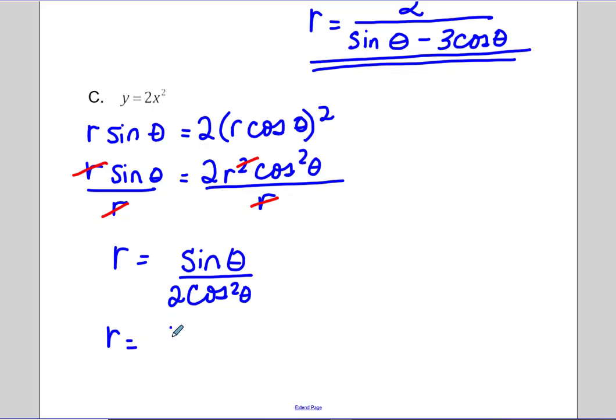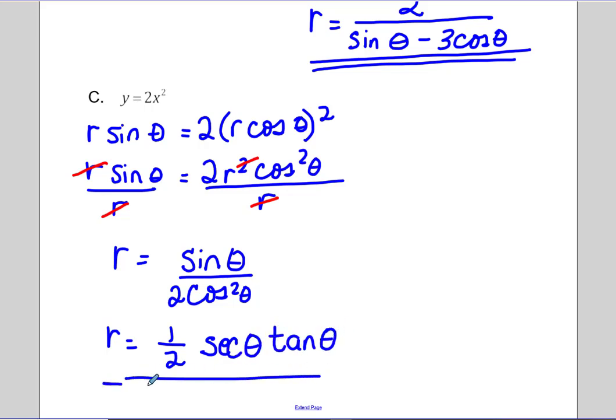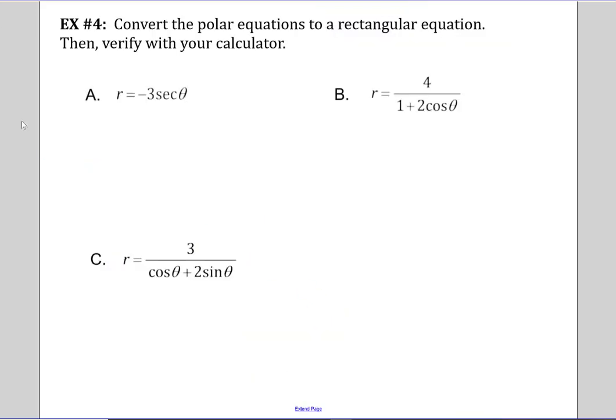So r is 1/2. We have sine over cosine, so that's tangent. And then cosine on the bottom is secant. So we have r is 1/2 secant theta tangent theta if you wanted to write it as a single term. So we've converted from rectangular to polar in this example. In example 4, we'll try the other way, converting from polar to rectangular.